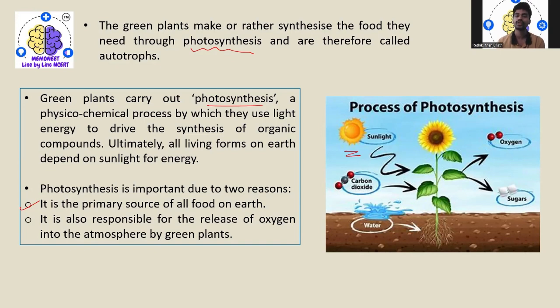This is one point. It is also responsible for the release of oxygen into the atmosphere by the green plants. All organisms are dependent on what? We are dependent on oxygen. So oxygen is actually released by the plants, especially the green plants. They are the ones which release the oxygen. So that is the reason why photosynthesis is primarily very important.